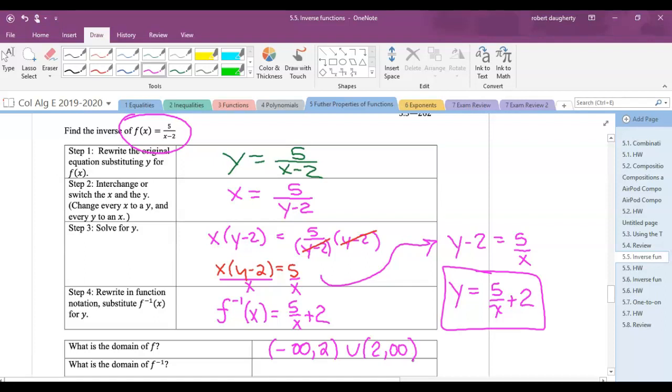Now look at its inverse. Are there any problems with its inverse? Where would it be undefined?